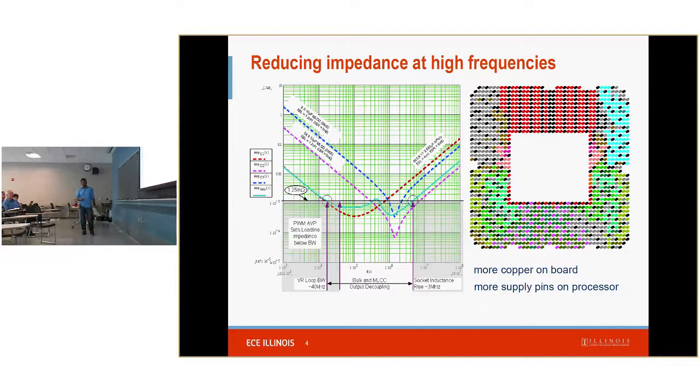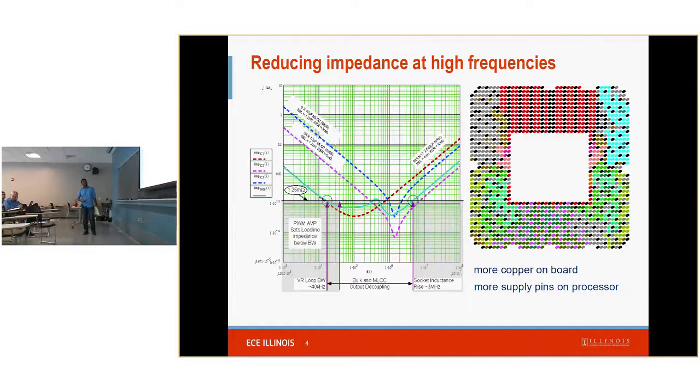So if we want to lower the high frequency impedances at these points, then we have to use more copper on the board, and we have to put many more pins in parallel to have a low impedance power delivery. What the processor pin map usually looks like is that all the red pins over here are power pins. On a 1055 or 1155 pin processor, I will have more than 300 dedicated pins to ground and to the power supply of the core.